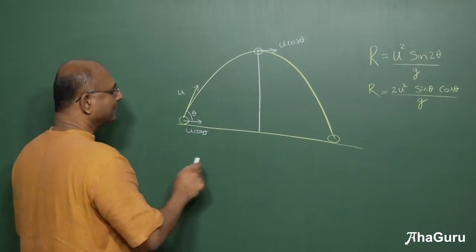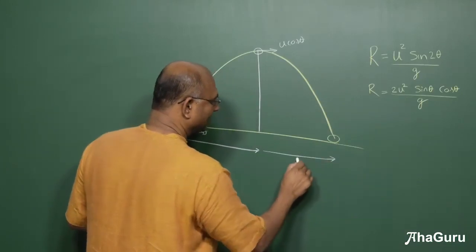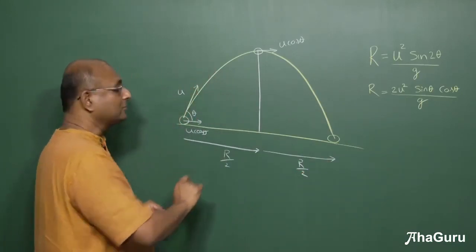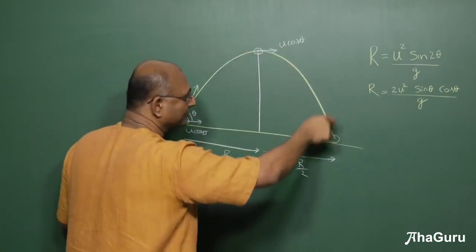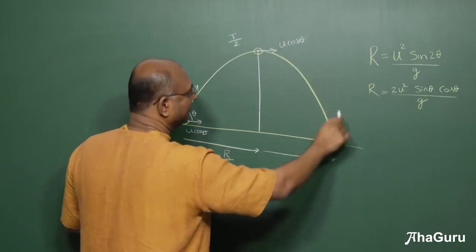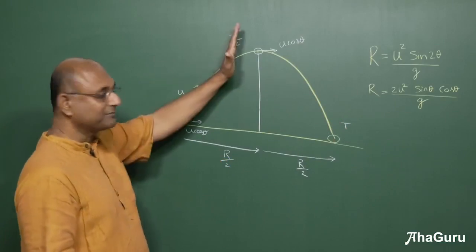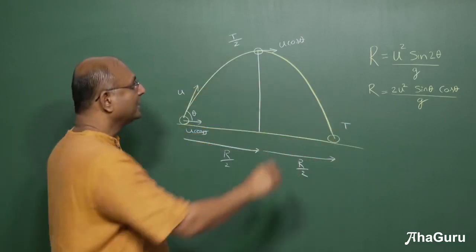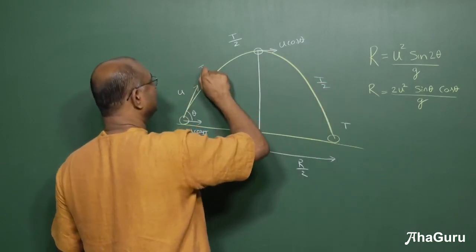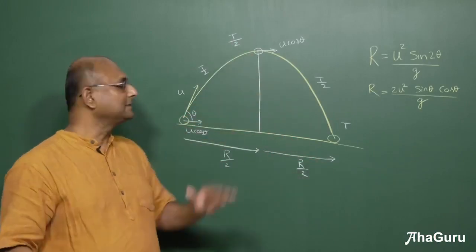So what does that mean? That means first, of course, that this distance is equal to that distance. Both of these are r by 2. It also says this time is equal to that time. So this time is t by 2 and that time is again t by 2. So total time is t. This is half the time, that is half the time. So travel time from here to there is t by 2. Travel time from here to there is t by 2.